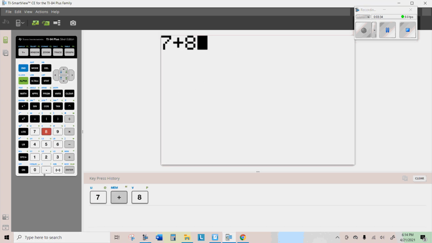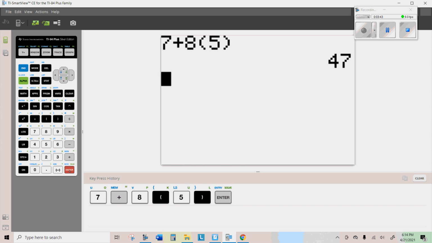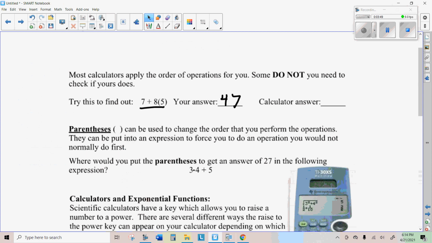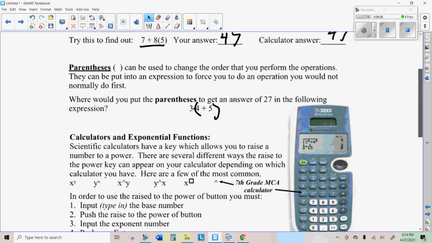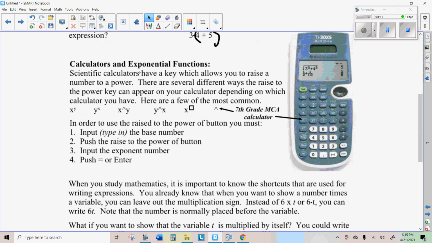What I like about this too is it shows the whole expression in there. Now, with this calculator also you can use parentheses for multiplication. I could have just put 7 plus 8 times 5 also for that. But all right, so parentheses can be used to change the order that you perform operations. So if we are expecting to get 27, where would you put the parentheses in this expression? Right, you would want to add 4 plus 5 first to make 9 and then multiply that by 3. Okay?